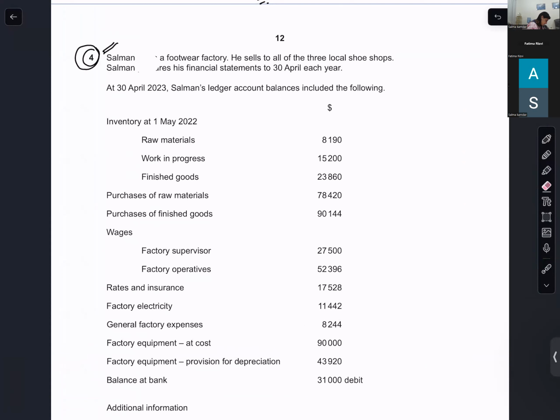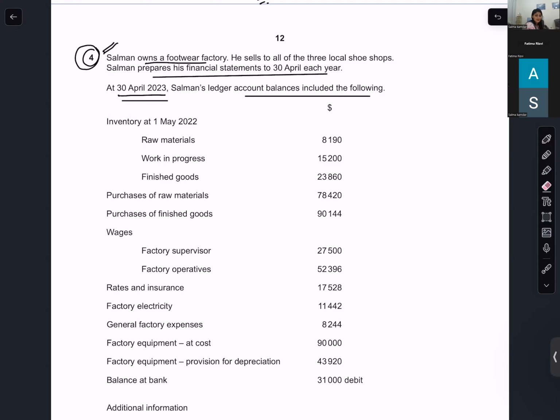Salman owns a footwear factory. He sells to all of the 3 local shoe shops. Salman prepares his financial statements to 30th April each year. At 30th April 2023, Salman's ledger account balances include the following. So this is the sum of manufacturing accounts.